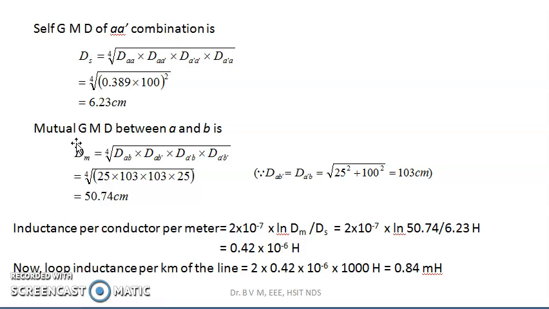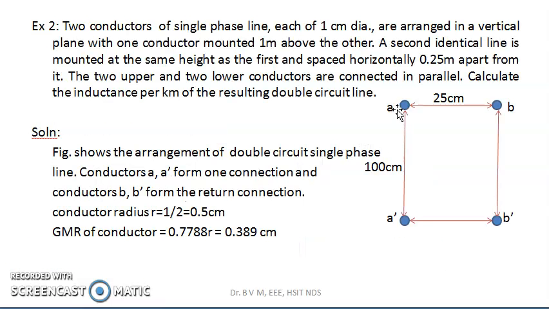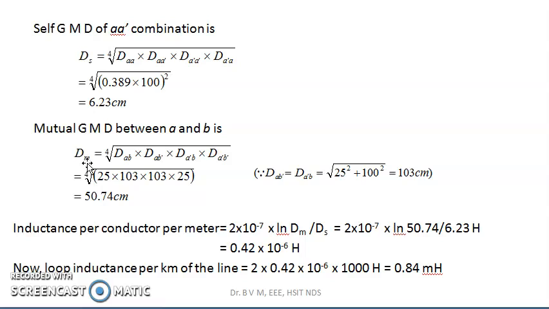Now we'll calculate the mutual GMD between A and B. The mutual GMD between A and B is D of AB into D of AB dash into D of A dash B dash into D of A dash B. Again there are four combinations: distance between AB, distance between AB dash, distance between A dash B dash, distance between A dash and B. Therefore Dm is equal to the fourth root of the distance between AB, AB dash, A dash B, and A dash B dash.